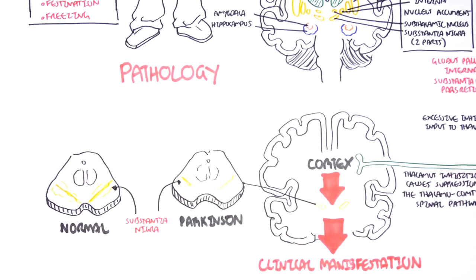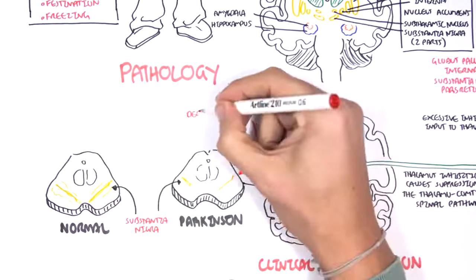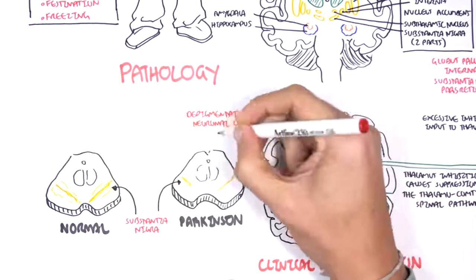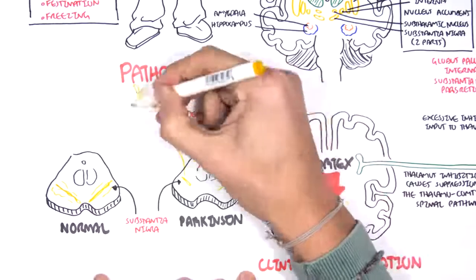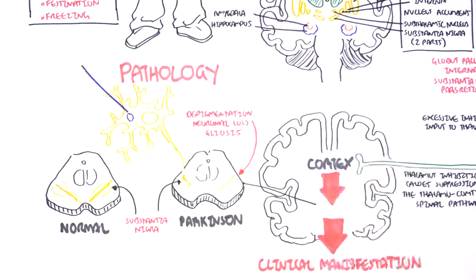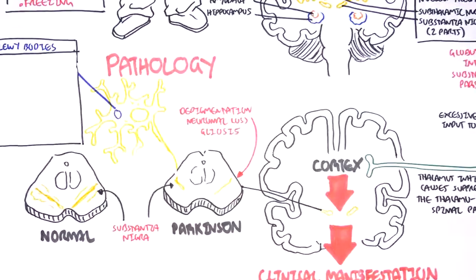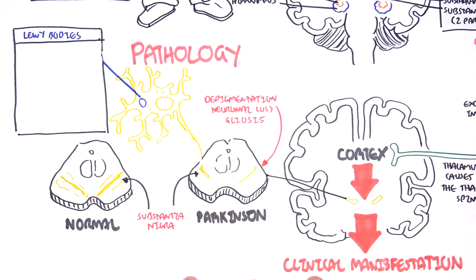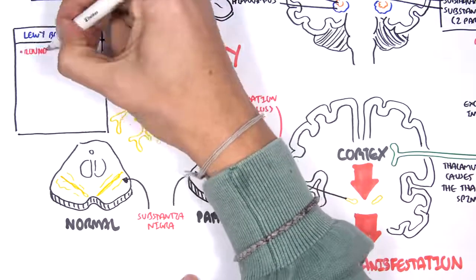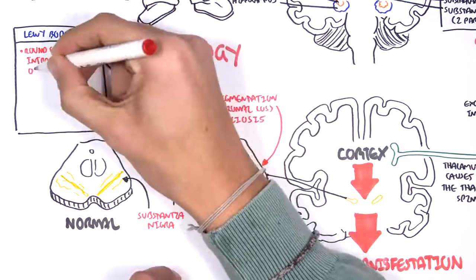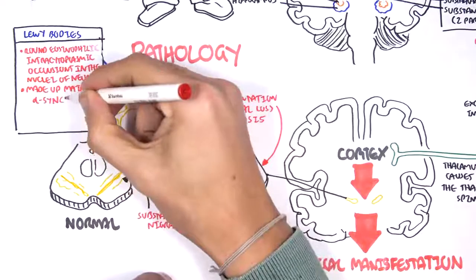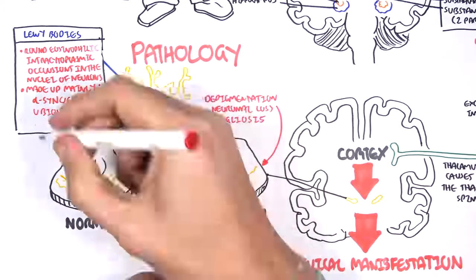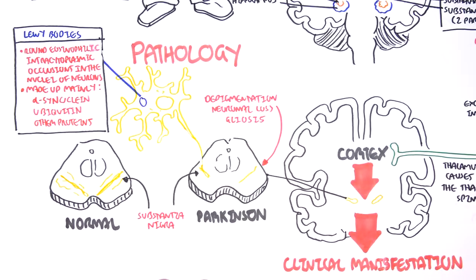What we see in Parkinson's disease is demyelination, neuronal loss, and gliosis within the substantia nigra. Another pathological hallmark is the presence of Lewy bodies within the soma of the neuron. So here we have the soma of the neuron, and this blue structure here are Lewy bodies. And Lewy bodies are round eosinophilic intracytoplasmic inclusions in the neuron. The Lewy bodies are made up of mainly alpha-synuclein proteins, ubiquitin, as well as other proteins, but mainly alpha-synuclein.